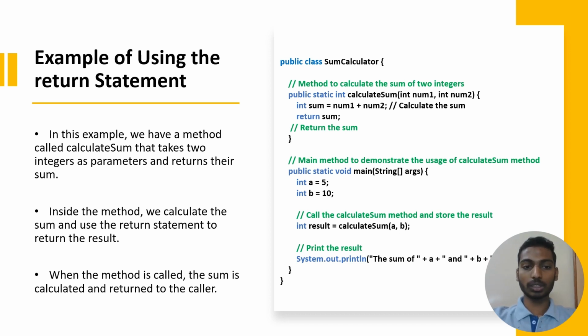Example of the return statement. In this example, we have a method called calculateSum that takes two integers, num1 and num2, as parameters and returns their sum. Here we have used the return statement to return the sum. Inside the method, we calculate the sum and use the return statement to return the result. When the method is called, the sum is calculated and returned to the caller.